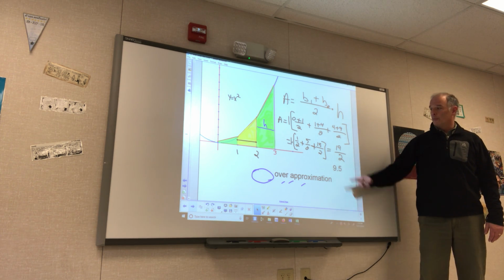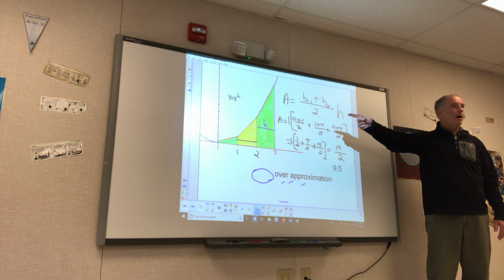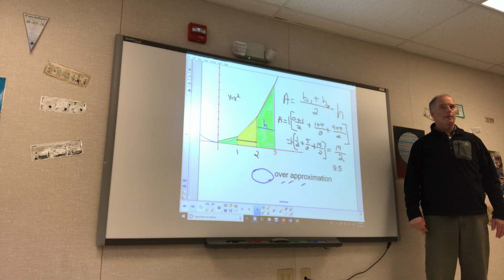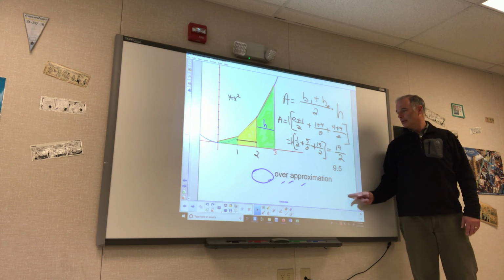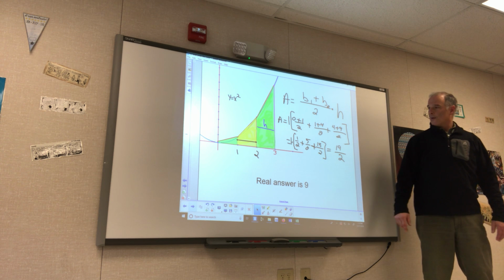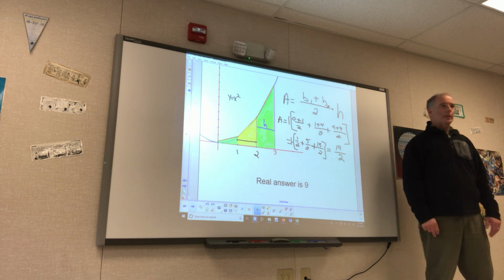Wacka, wacka, wacka, boom. Overestimation, underestimation? Because it's a concave up shape, every single one of the trapezoids gives me something over. Let me think about something here for a second. Yeah, the actual answer, by the way, is 9.